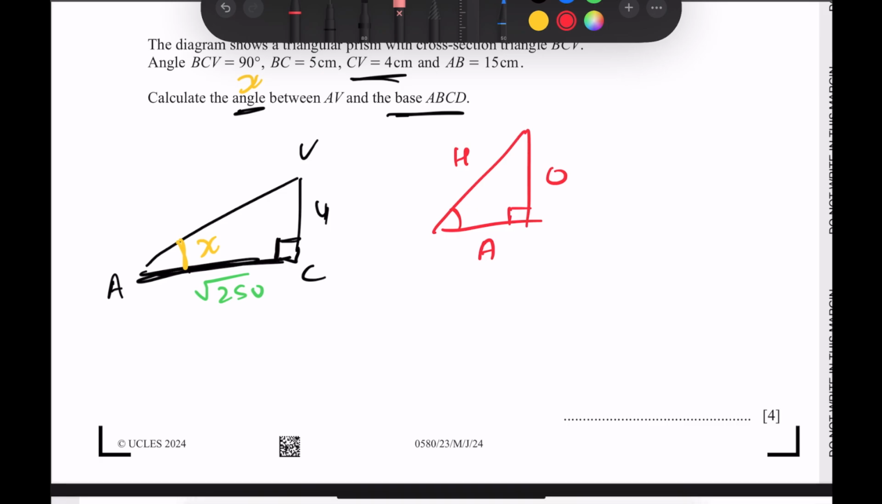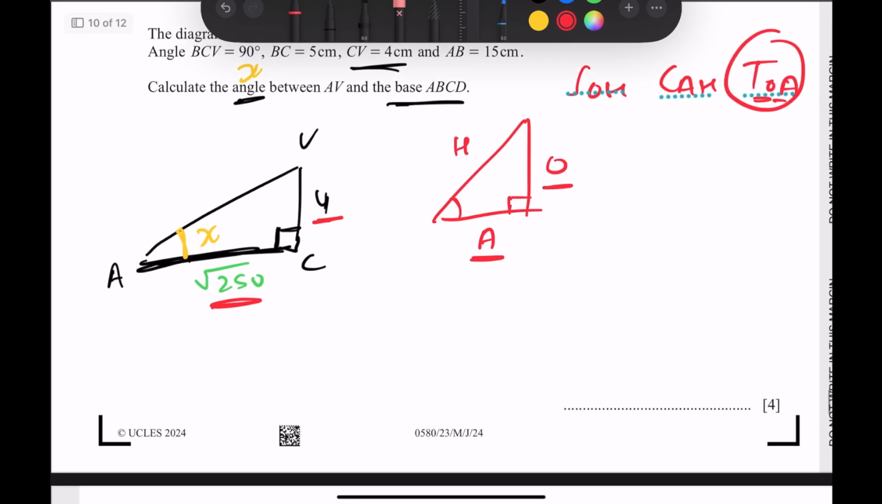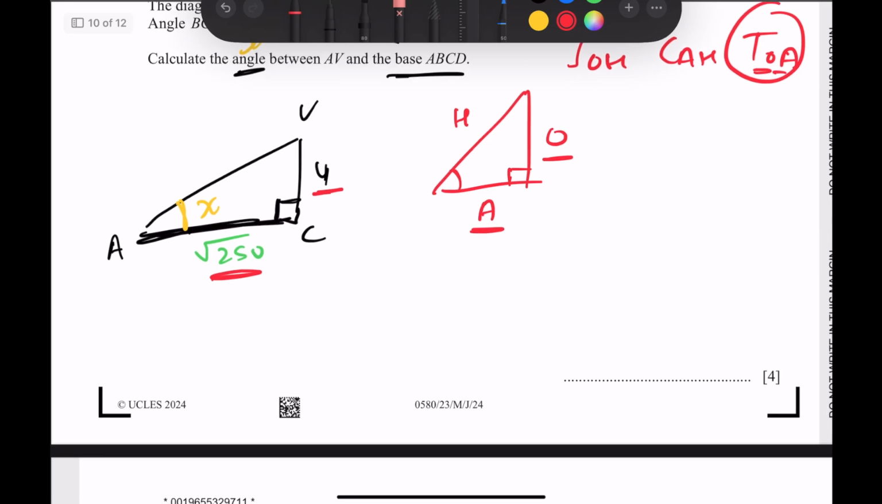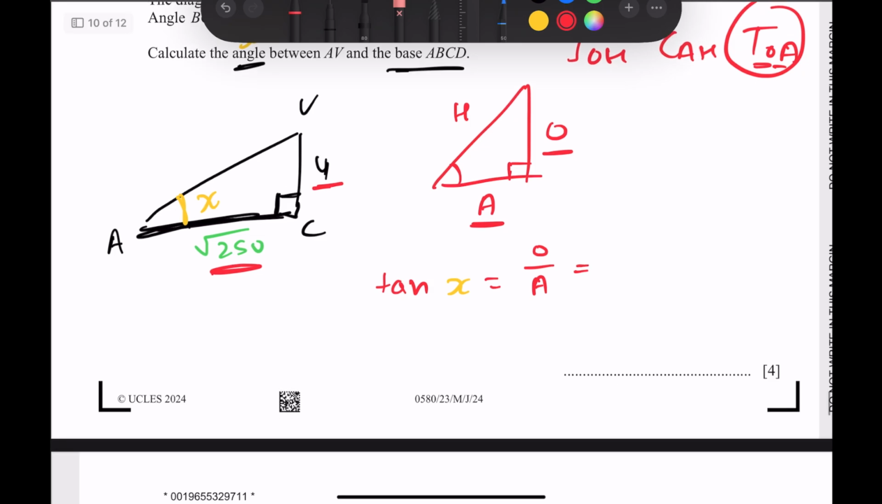So since we have 4, which is the opposite, and we have root 250, which is the adjacent, to find X we have to use TOA. We use TOA because TOA has both O and A, and those are the two sides that we have. So in this case, if we write tan X is equal to the opposite by the adjacent, since in TOA O comes before A, therefore O is the numerator and A is the denominator. This is equal to 4 by root 250.